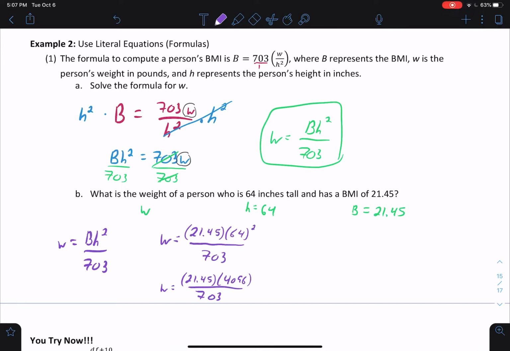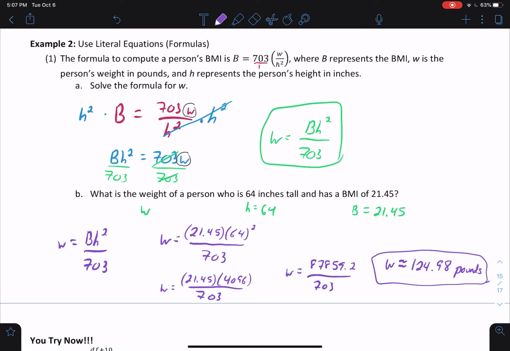Now I'm going to multiply the top, and so I'll have 87,859.2 all over 703, divide by 703. The weight of that person is going to be around 124.98 pounds. So we can use that equation that we solved for in order to figure out what W is in an actual scenario. So that's one application problem.